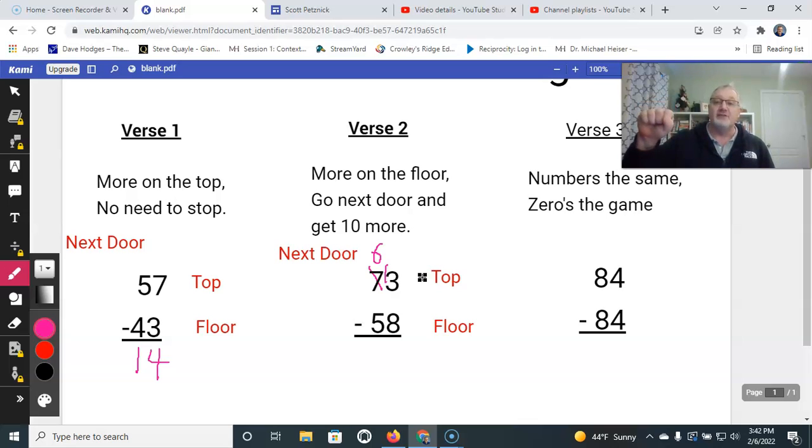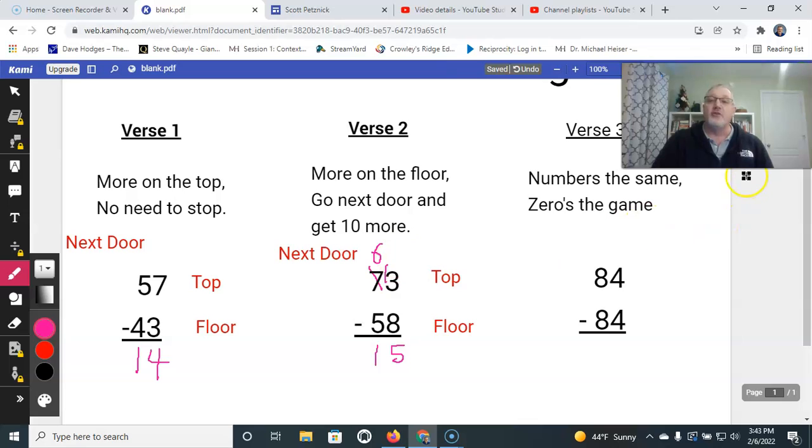So I make a fist and say I've got to count up to 13. 8, 9, 10, 11, 12, 13. How many is that? That's 5. Okay. So now I come over here, and again, 6 minus 5 is 1.